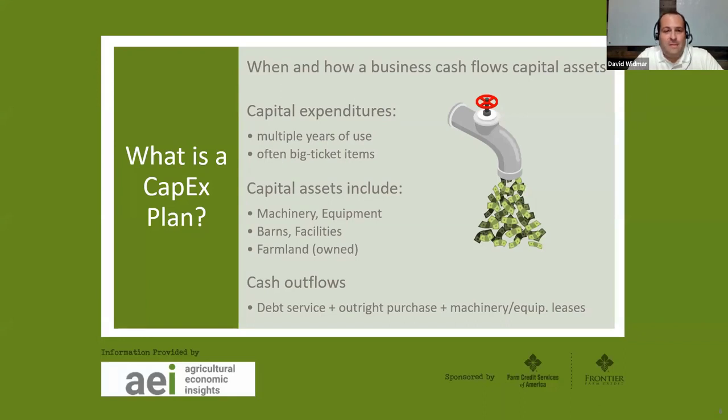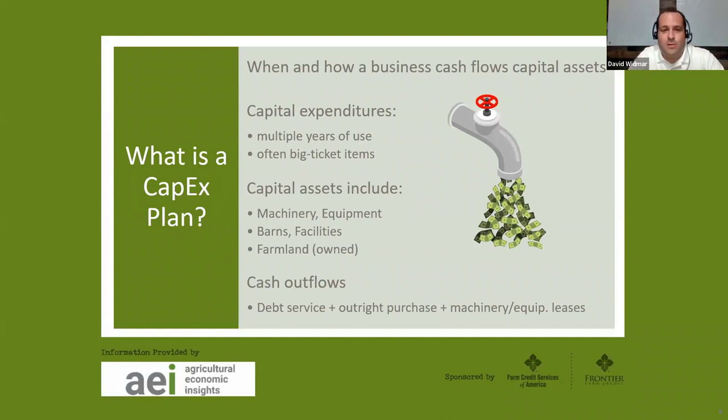Well, these are typically assets that have multiple years of use. So we're making a decision to buy or lease today, or in 2021, and there's going to be implications that last for many, many years. And they're often very big ticket items. We're talking about pieces of equipment or farmland. These are going to be very substantial impacts to our balance sheets, but also maybe our income, but especially our cash flow statements.